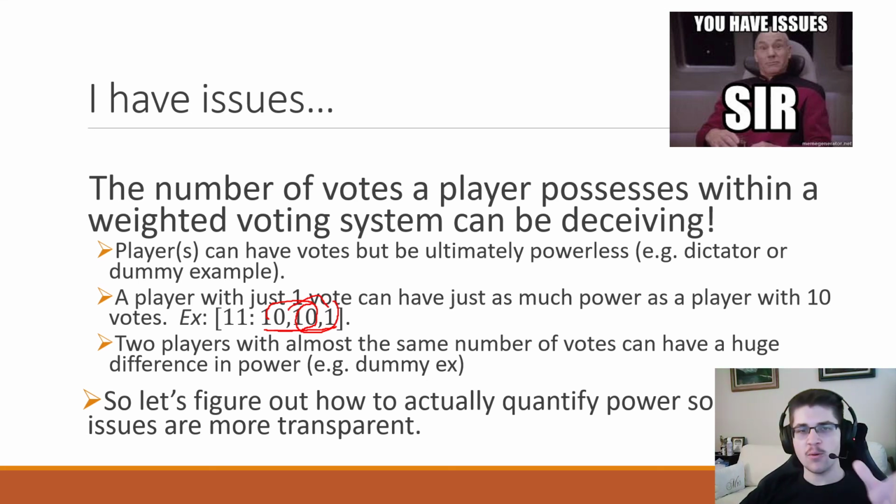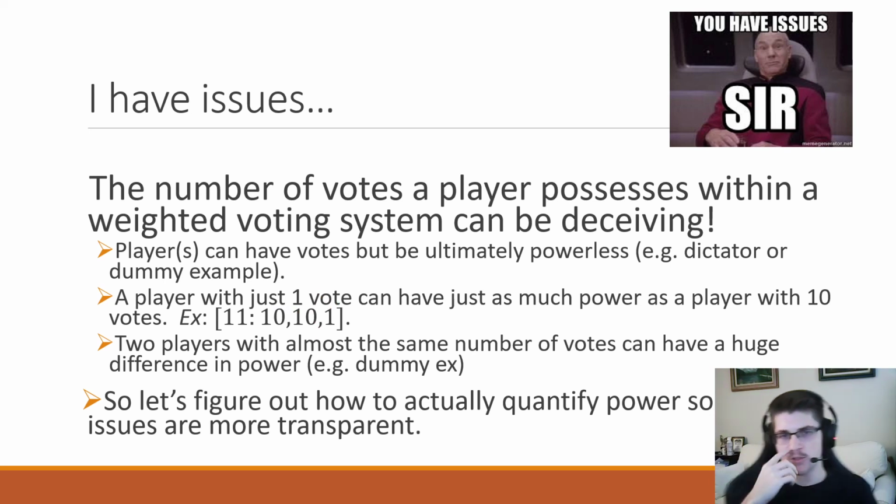So even though one player has 1 and one player has 10, it doesn't make a difference because all that's needed with that particular quota is 2 people to say yes, and they're indistinguishable. So at the end of the day, these 3 players would have equal power, which would not necessarily seem that way due to the vast difference in the number of votes. People can have different numbers of votes and have the same power level. Sometimes people can have almost the same number of votes and have widely different power levels.